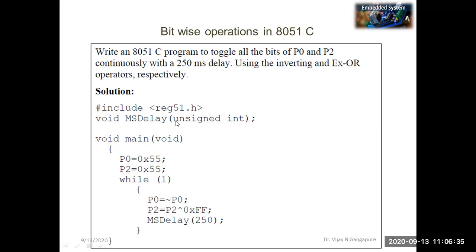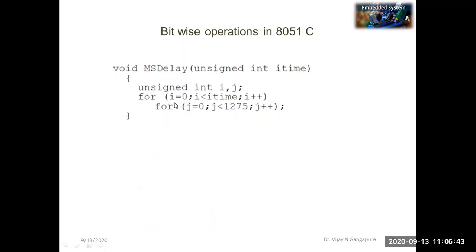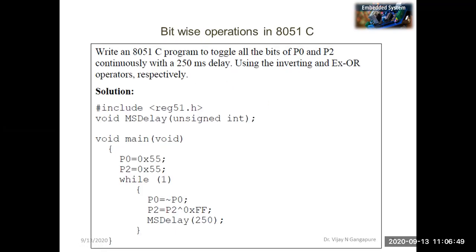So this is the function declaration. We are declaring this function because we are using this function from the main function, and the definition of this function is coming after this main function. So here below the main function we are writing the msdelay function, so we are required to declare this function in the start.